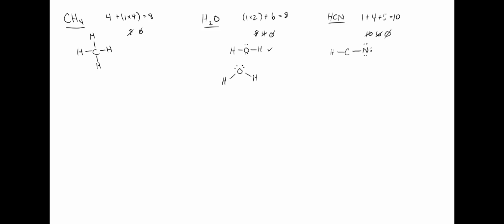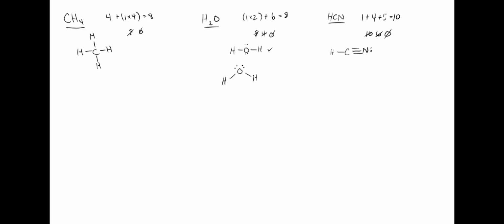Uh-oh. Carbon doesn't have an octet. 2, 4, it needs another couple pairs. So to get the next couple pairs, what we're going to do is get rid of a pair here, and we're going to make that into a bond. And that will bring us to 6 electrons. Let's get rid of another pair. So we're going to put both of those pairs as bonds.